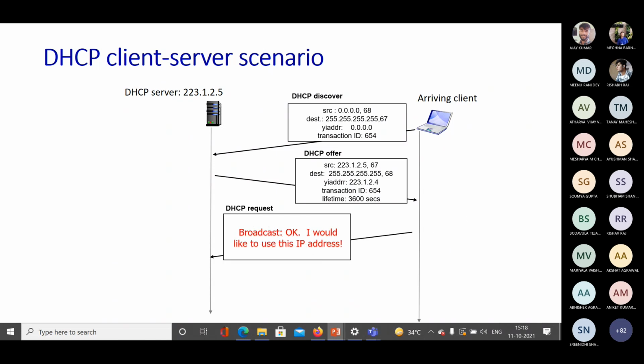Okay, now let's get back to what we were discussing. After the offer message is received at the client side, the client has to respond. So it sends a DHCP request message. Since it needs the IP address, it simply sends the request message saying, okay, I would like to use this IP address. Now this message is also a broadcast message.